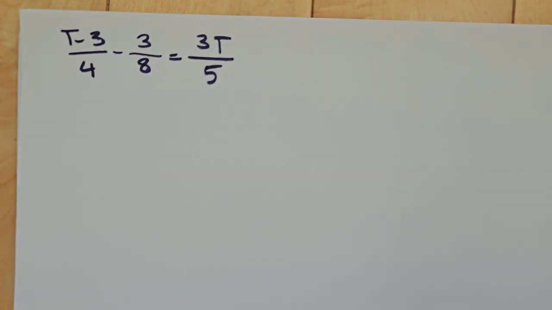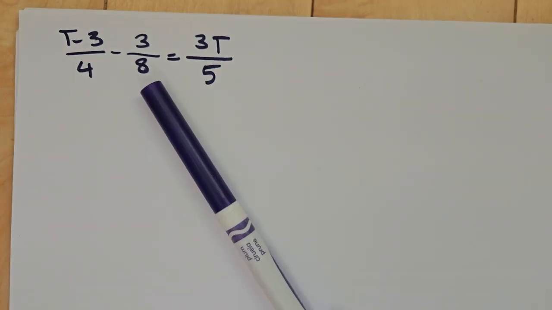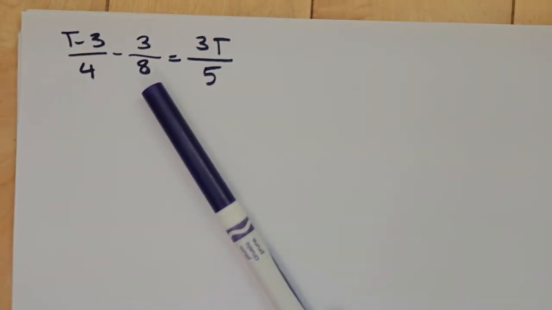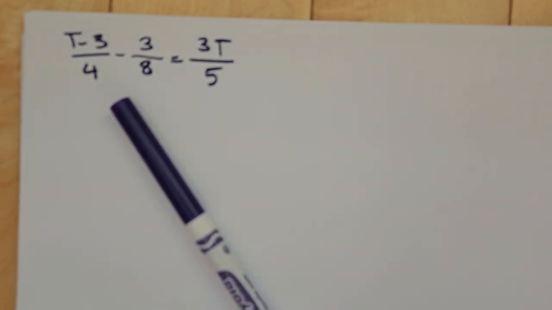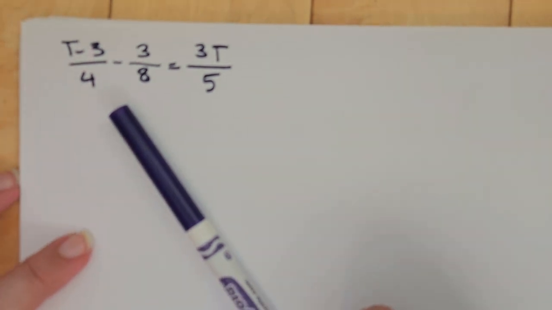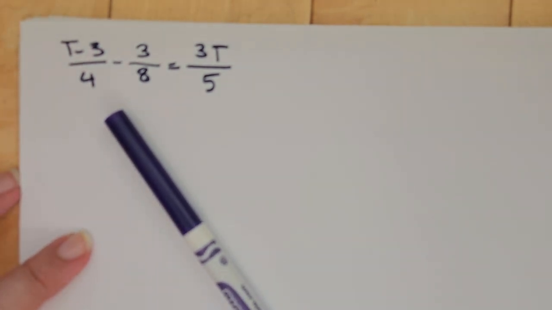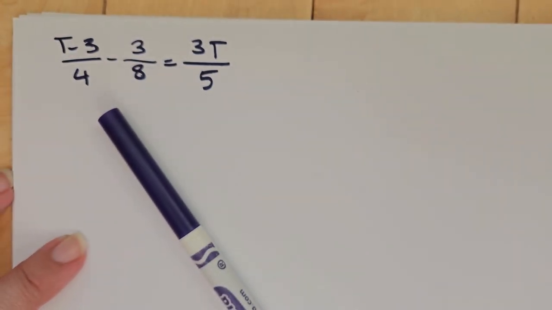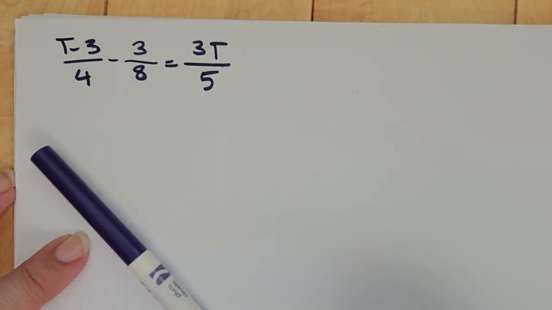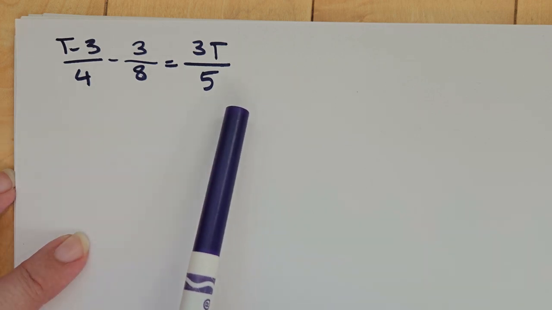Okay, so for this question and the next one, they're asking you to solve for a particular variable. For these types of questions, you're supposed to use your basic knowledge of algebra. You have to do common denominator to make it simple, then maybe use cross multiplication to make it linear, and then you can decide what else is needed. So here I have t minus 3 over 4 minus 3 over 8 equal to 3t over 5.